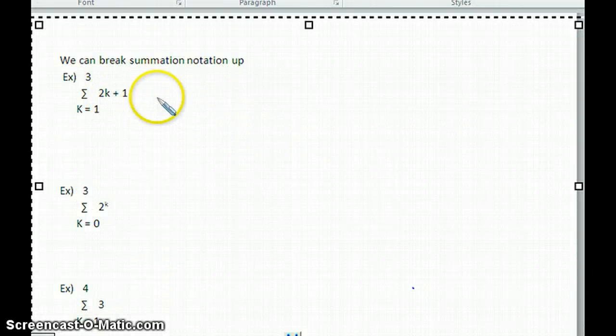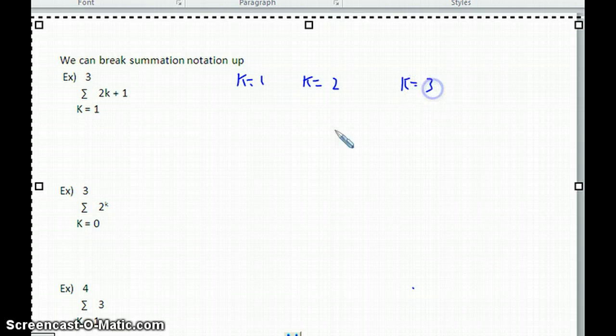So on the topic of breaking up the summation notation, you could look at this problem as opposed to one summation from k equals 1 to k equals 3. Like we did previously, you could look at this as breaking it up to say it's the sum from 1 to 3 of 2k, plus then the sum from 1 to 3 of 1. So you could break that up and get your answer.